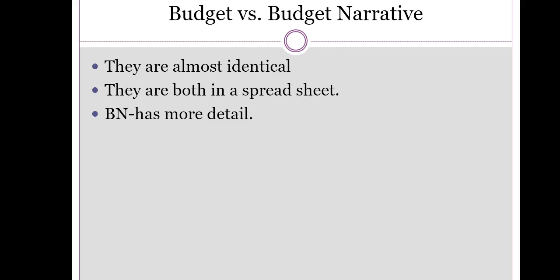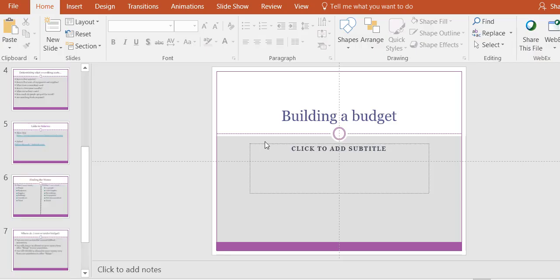So you have 2 budgets that you're going to do. You're going to do a budget and a budget narrative. They're almost identical. They're both in Excel spreadsheets, and the budget narrative has more detail. People often get confused about what a budget narrative is. It is not an essay about your budget. It is an Excel spreadsheet that has more detail, and we're going to look at that when we look at the budget sheets. So that's the end of that slideshow.